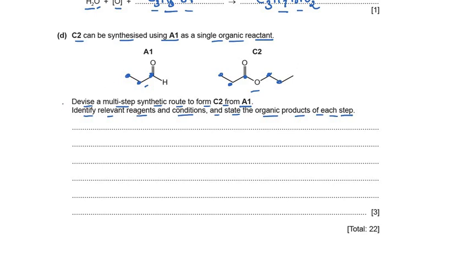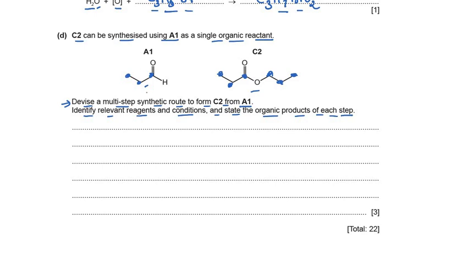Okay. So devise a multi-step synthetic route. So it's not only the one reaction which will change A1 to C2. We are supposed to use a multi-step synthetic route where we can add more reagents. We have to identify the relevant reagents and conditions and state the organic products which will further change into C2. Okay, I forgot one more point, that in C2 we have total 6 carbon atoms, because 1, 2, 3, 1, 2, 3. So there are 3 carbon atoms on both sides of the ester group.